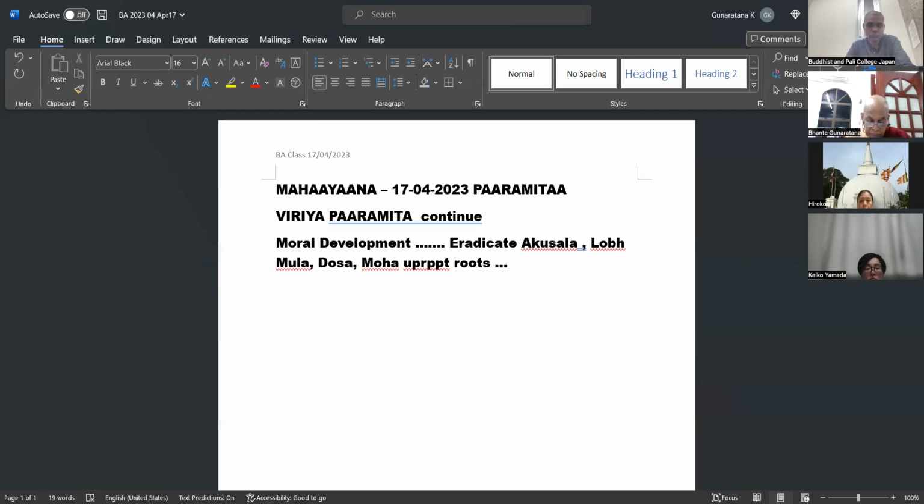Then there is another important thing in moral development: study of the scriptures, which is called learning the Dhamma. That's very important. I think this is good for you also.